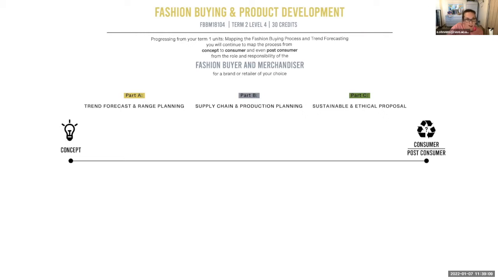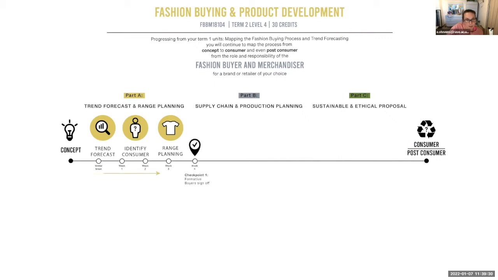In part A, which is the main focus of the briefing, they look at developing a trend forecast, which they've actually been set as a task over the winter break. Then they'll identify consumers for their chosen retailer before designing and planning a range. This part A will end in a formative assessment checkpoint where they'll get their work reviewed and get some feedback.